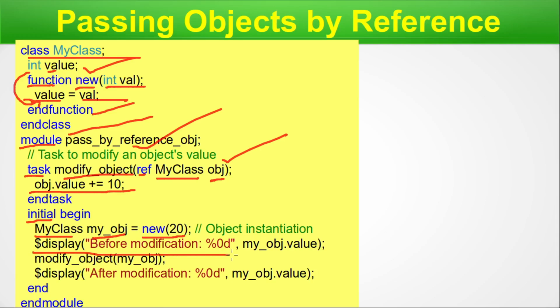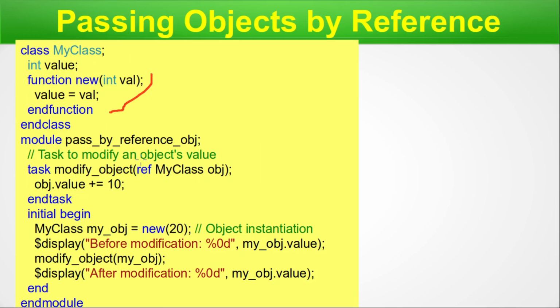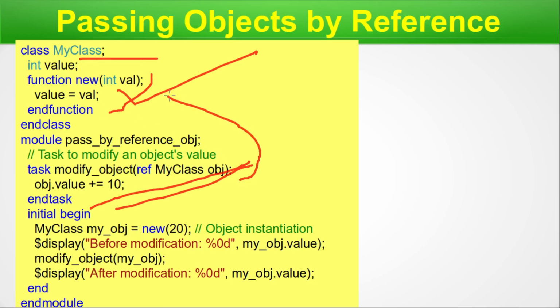So here we first print that before modification this value is there, and we modify the object, we call this particular object. Now your question is why we have a function here and why we have a task here? Because this is the native function or native method of that class that identifies the value and associates with it inside the class, and this is outside. We are calling something, right? And this is not a native one, this is an external one that is allowing to change the data.